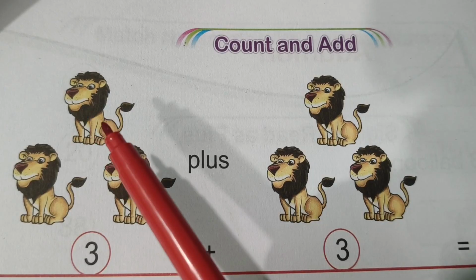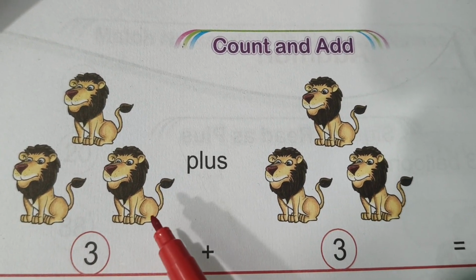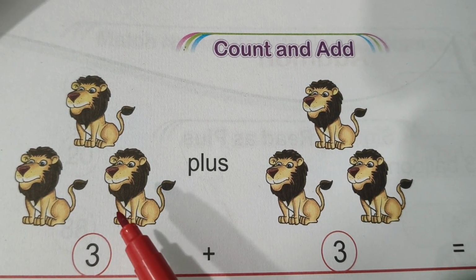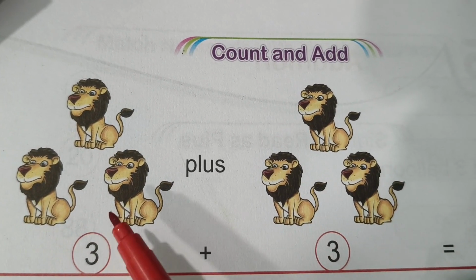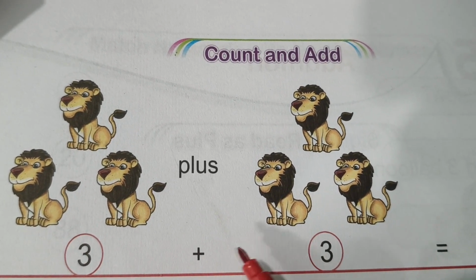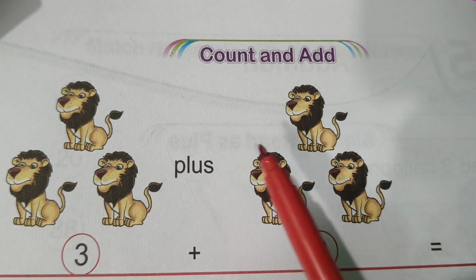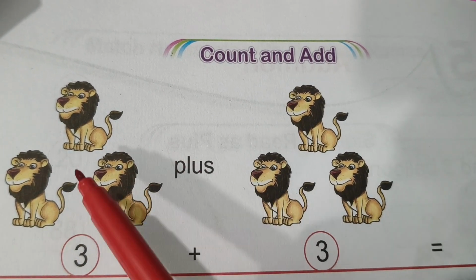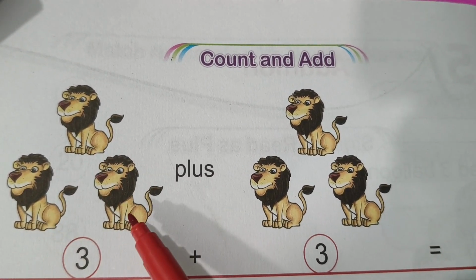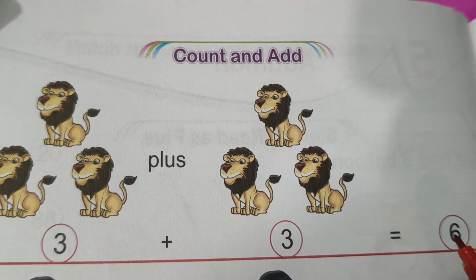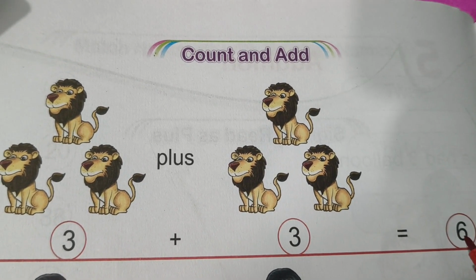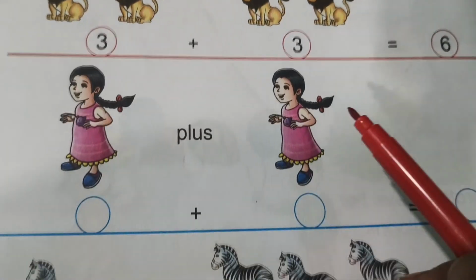तो करते हैं स्टार्ट। 1 2 3। These are 3 lions and 1 2 3। These are more 3 lions। अब हम इन सबको काउंट करते हैं। 1 2 3 4 5 6। 3 plus 3 is equal to 6. These are 6 lions.